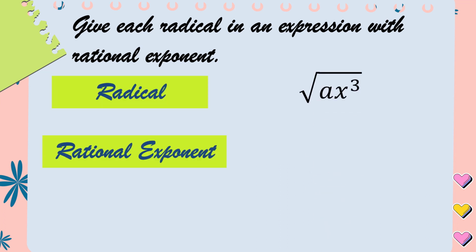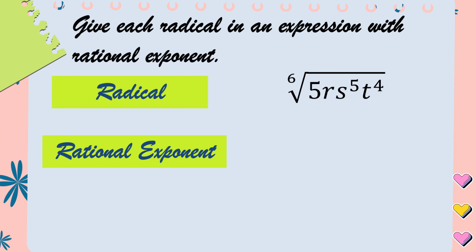Next, square root of ax cubed. Okay, so we have here the radicand, or the expression inside the radical symbol. So ax cubed. A here is understood to have an exponent of 1. And since this is square root, it is understood to have an index of 2. So therefore, we can write this as a raised to 1/2, x raised to 3/2.